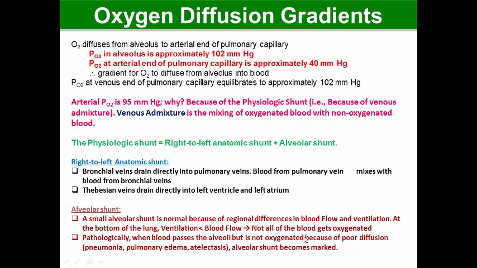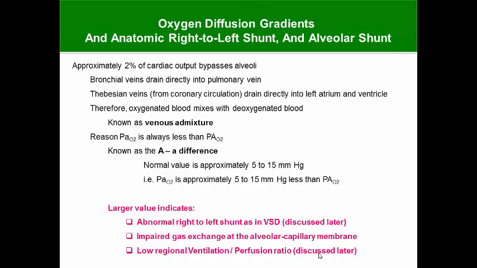So normally we have a very small physiological shunt, but in pathological conditions like pneumonia, like pulmonary edema, like atelectasis, the alveolar shunt becomes marked. So approximately, we mentioned 2% of the cardiac output bypasses the alveoli. And we mentioned that these 2% of the cardiac output do not get oxygenated. Why? Because somehow they bypass the alveoli.